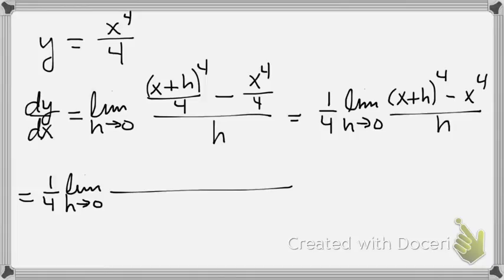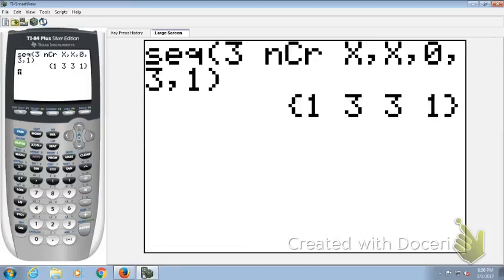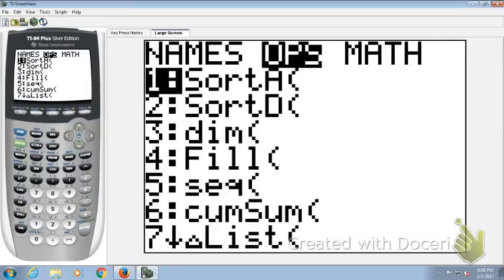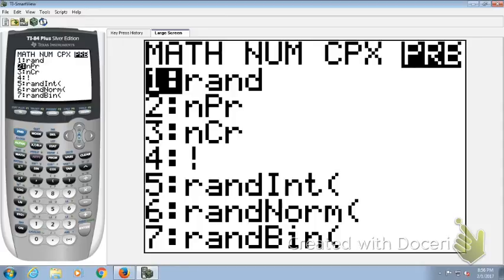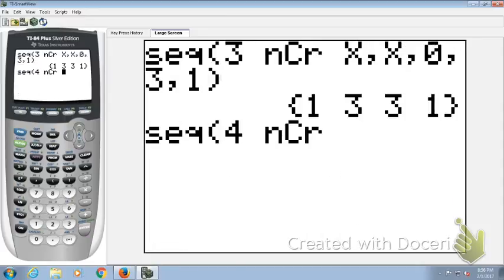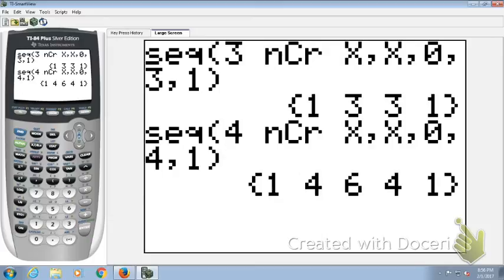Some of you might know it off the top of your head, but let's just do it anyway. Okay. So second stat, go to my list, ops, and choose sequence. I'm going to do 4 math PRB combination x. That's 4 choose x. X is your variable. You count from 0 to 4 by 1s. And your coefficients are 1, 4, 6, 4, 1. All right?